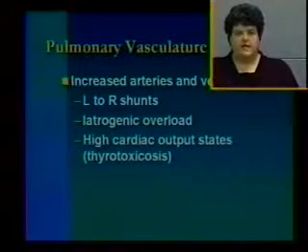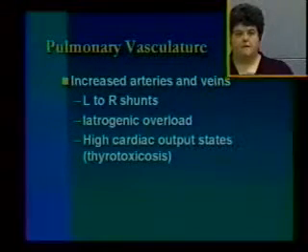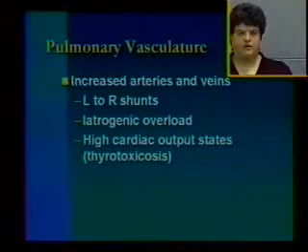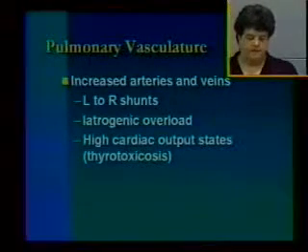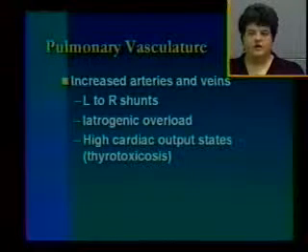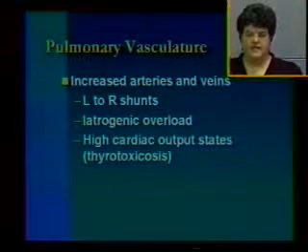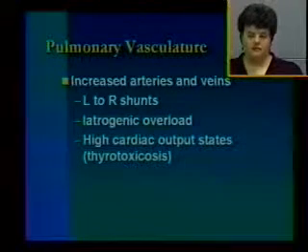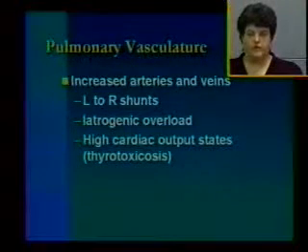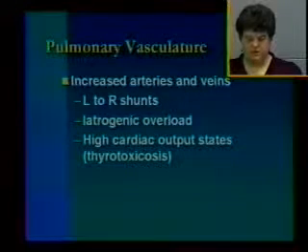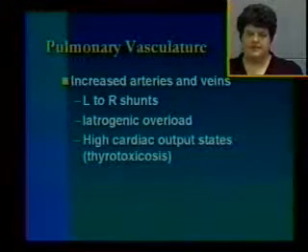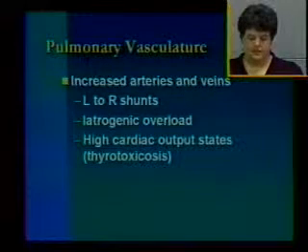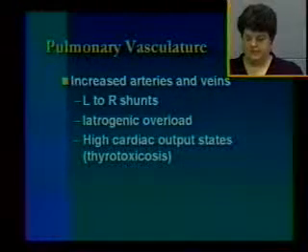If you have your arteries and veins too big, the first thing is that you may have a left to right shunt or pulmonary overcirculation. If you've been fluid resuscitating this animal, or it's not been eating and drinking and you've been giving it IV fluids, then it may represent an iatrogenic overload. And then some cats that are hyperthyroid, sometimes their high cardiac output leads to increased arteries and veins, much less common though.